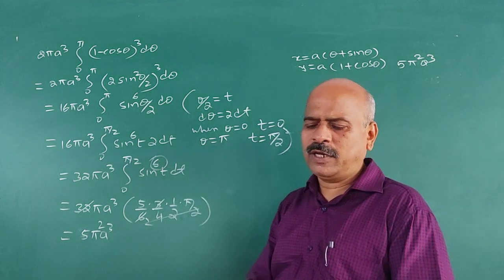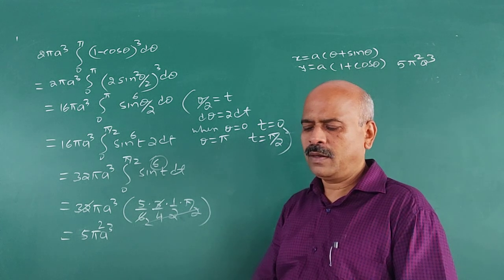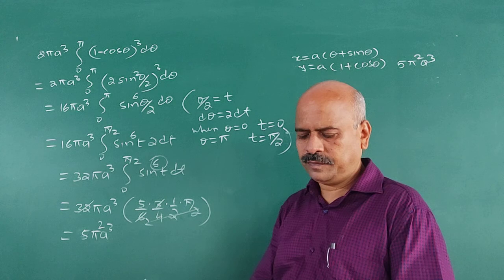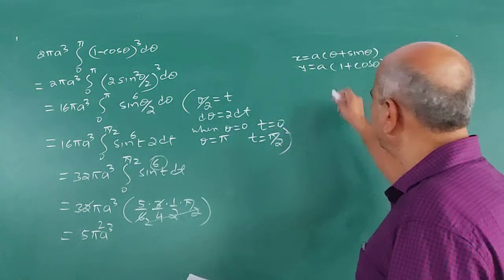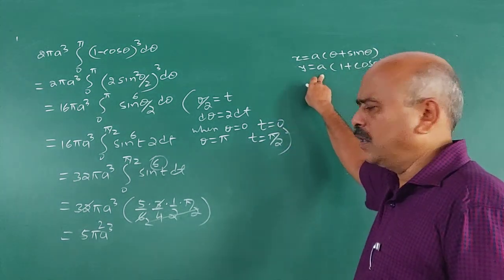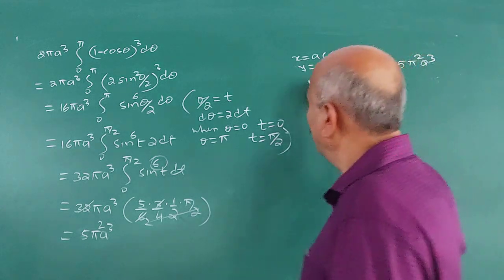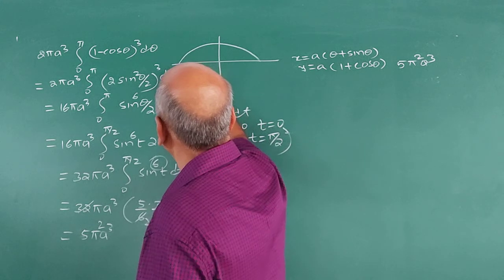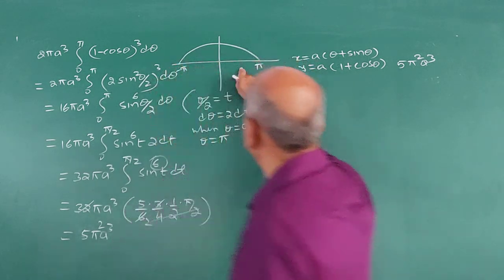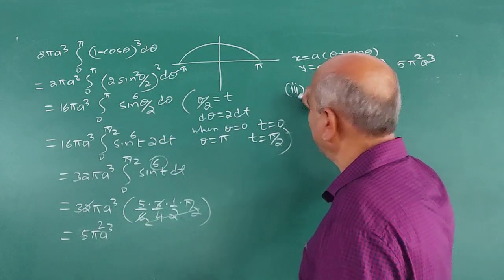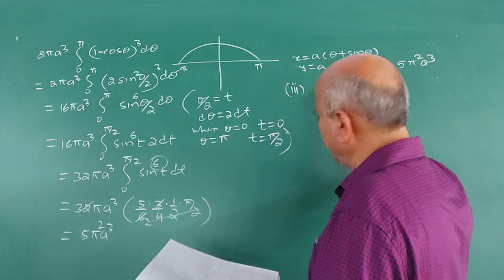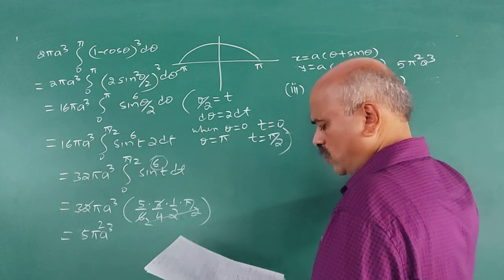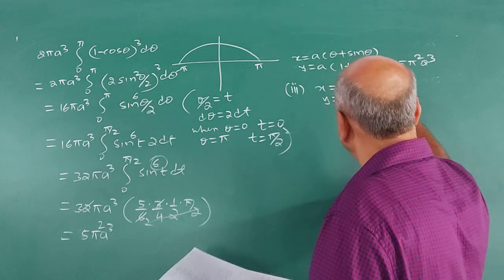But see the third one. This is exactly the same. You know the shape of the curve here. The curve is like this. For one branch, theta varies from minus pi to pi, and applying the formula, you get this. But the third one is important: x is a into theta plus sin theta, y is a into 1 minus cos theta.